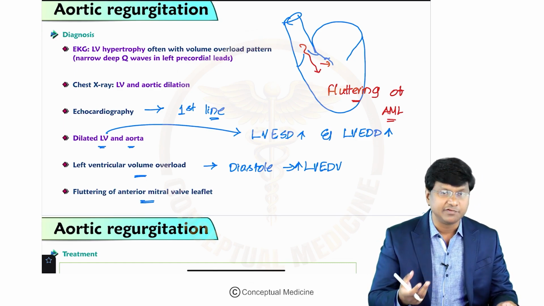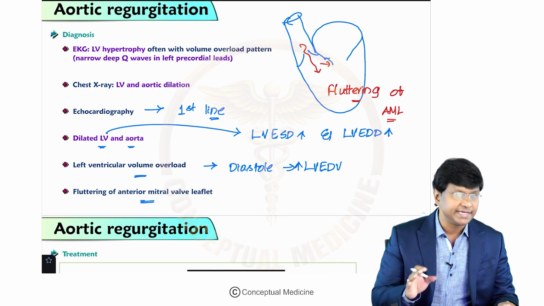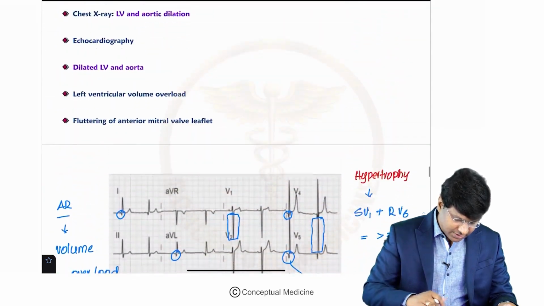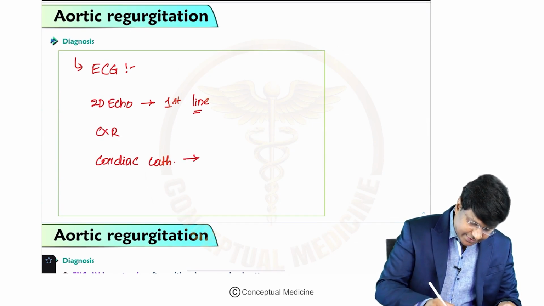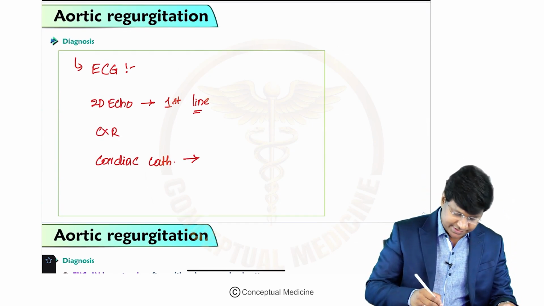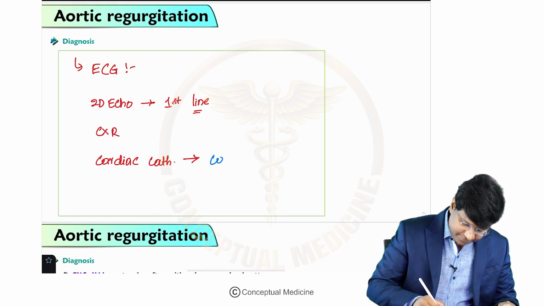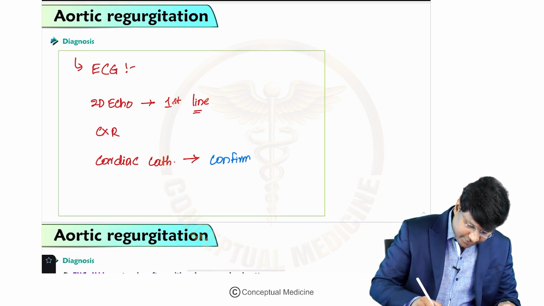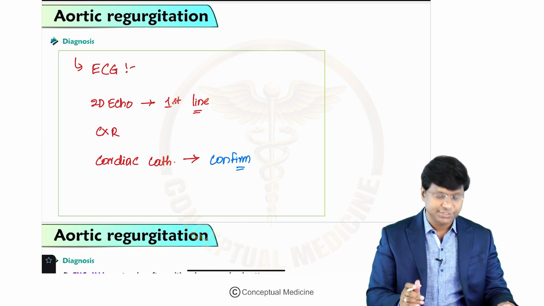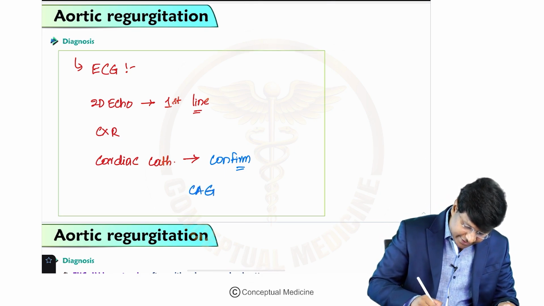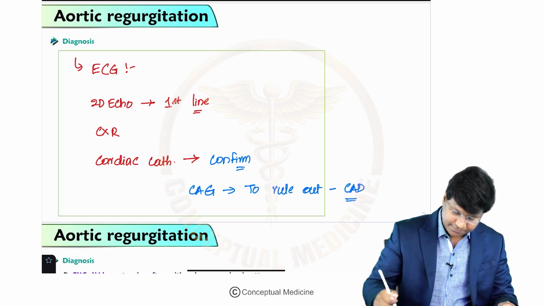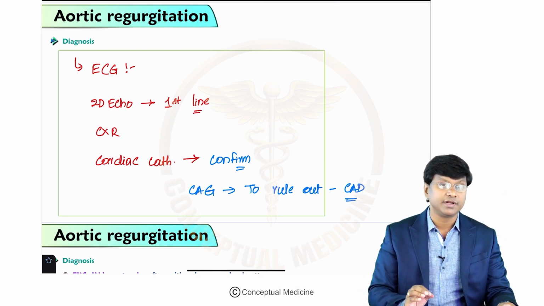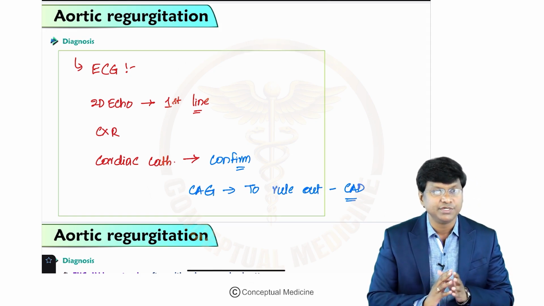And definitely, what is the confirmatory investigation? That is your cardiac catheterization. So in these patients, we also have to do cardiac catheterization. See, the purpose of doing cardiac catheterization is that one thing you will confirm the aortic regurgitation, and you also need to do coronary angiogram to rule out associated coronary artery disease. So that is the purpose why you need to do the coronary angiogram.